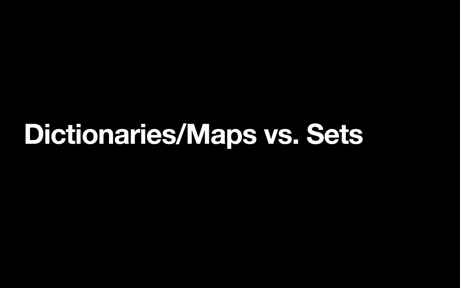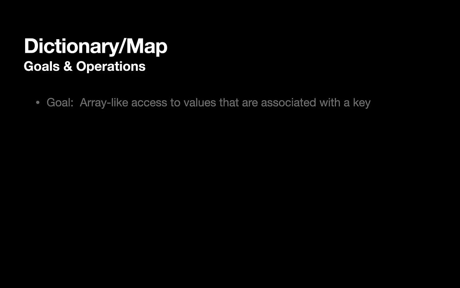Before we move on to our main new topic, I want to talk a little bit about the data structures that we've already covered: dictionaries and maps, which we covered with hash tables, and the somewhat related concept of sets. So with the dictionary and map, we had some goals and some operations to support those goals.